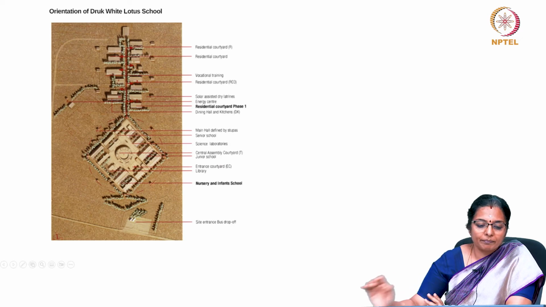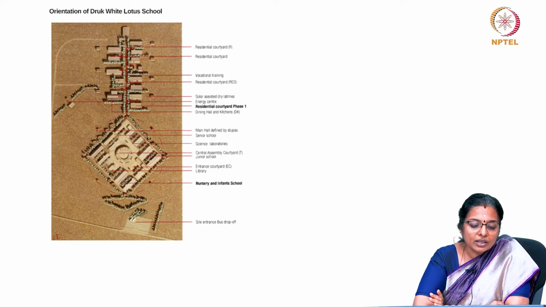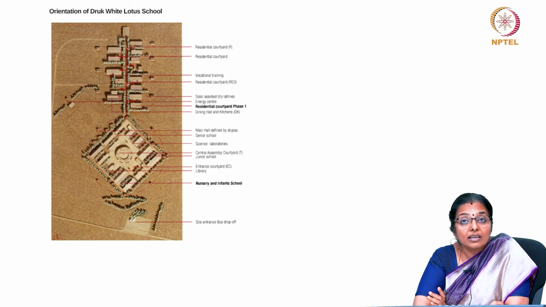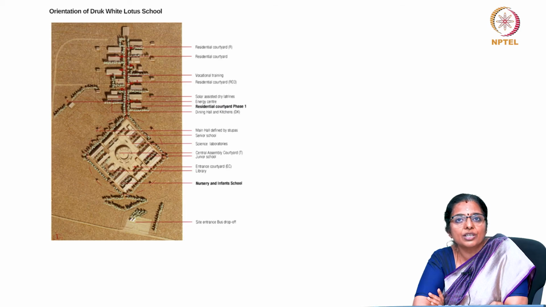Let us see the orientation of Druk White Lotus School, which is again in Ladakh, and it's a very cold place. It's in the Indian Himalayas and it's extremely cold with snowfall during a large part of the year. For energy efficiency, the buildings are designed to take maximum advantage of the sun, taking into account the unique solar potential of the high altitude environment.